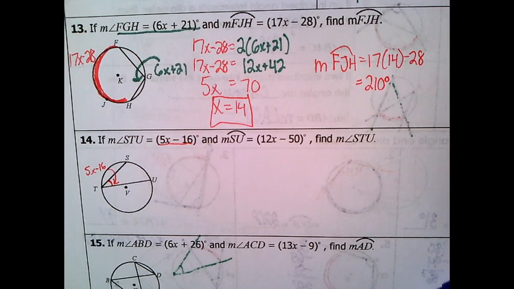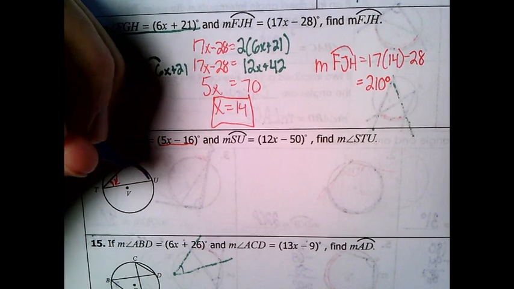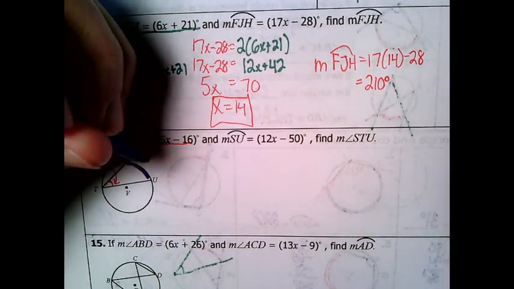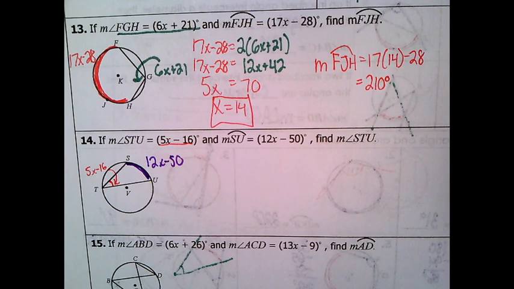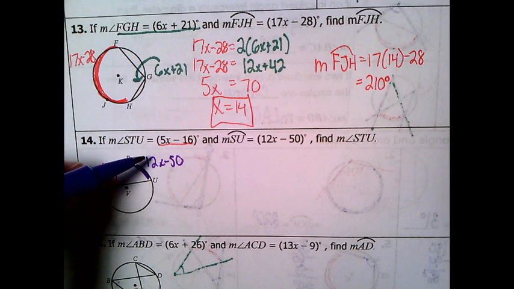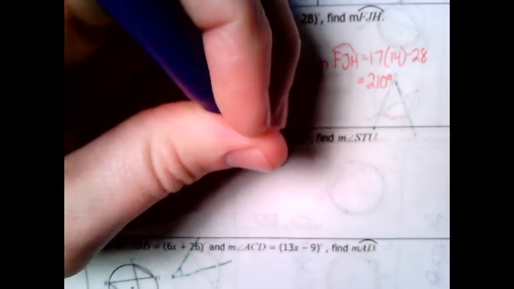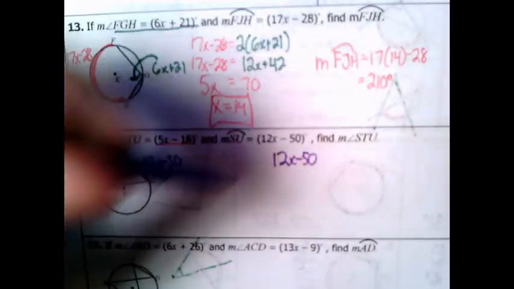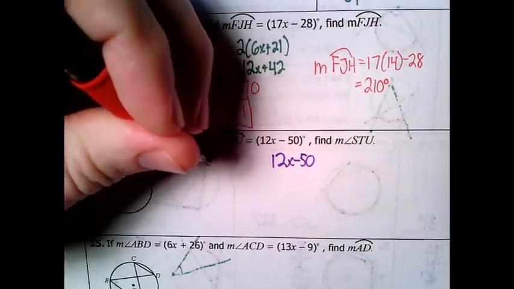And then SU. They give me the intercepted arc, which is nice. That's nice of them. 12x minus 50. Okay. So again, I cannot set them equal to each other. I either got to double this or take half of this. Let's just stick with the doubling. We doubled this one, so let's double this one. So I'm going to leave 12x minus 50 the same, but I got to double this angle.